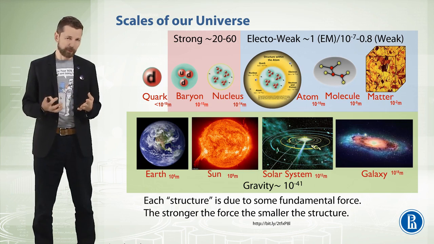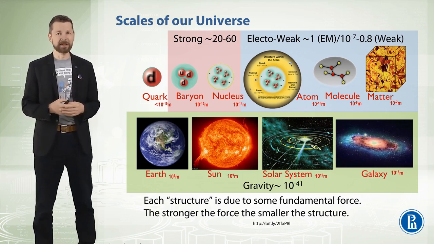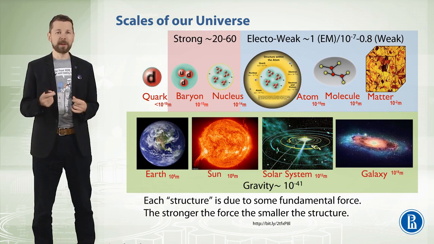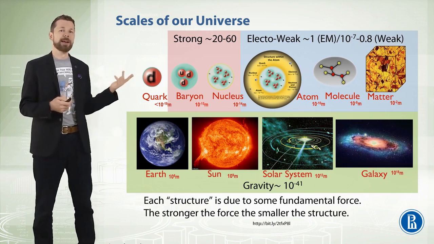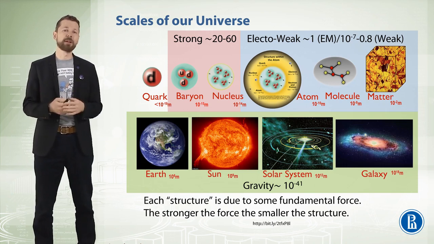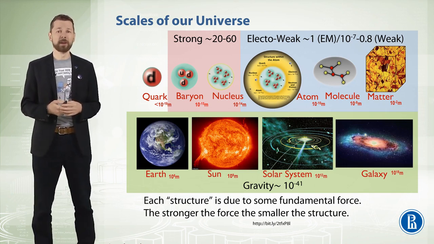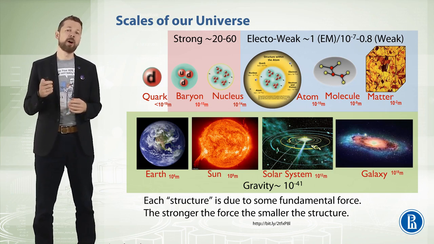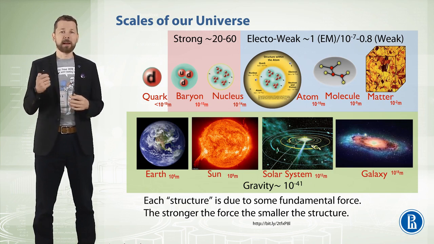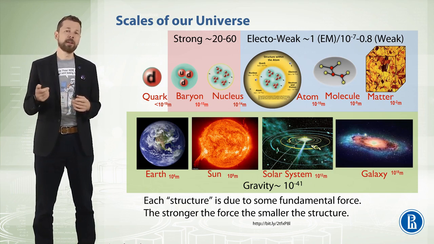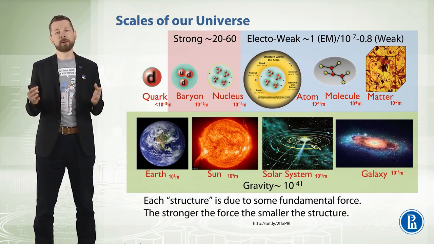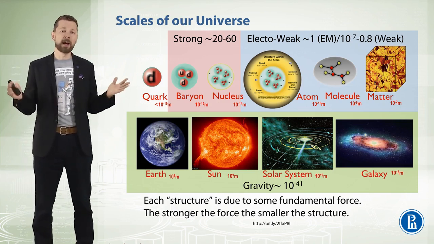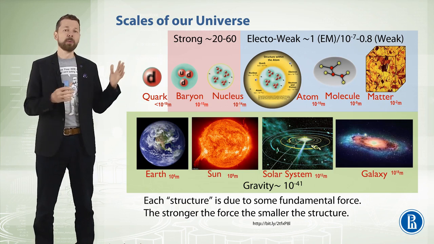So, one of the answers to this question is that different forces mediate different objects. On this slide, we show which forces are responsible for the creation of different kinds of objects. It starts with the so-called strong force. It is responsible for dealing with subatomic objects like baryons, like protons and neutrons, or atomic nuclei. Then there is the electroweak force, which is a mixture of electromagnetic and weak ones. It deals with a higher scale ranging from atoms to matter.